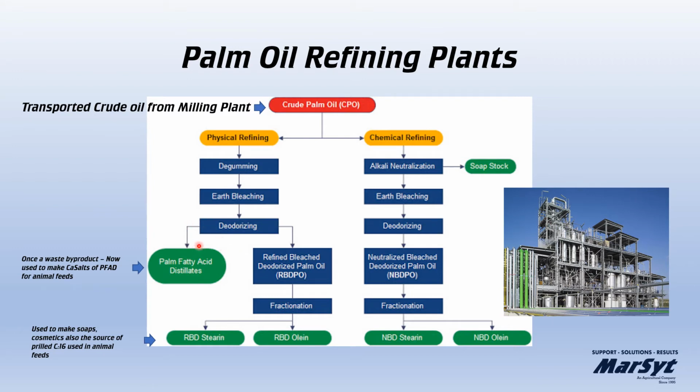And why are they important? Because palm fatty acid distillates are where all our calcium salts or calcium soaps of PFADs come from. A product like Energy Balancer 1000 is a calcium salt of palm fatty acid distillates. On this side, the RBD stearine, which is your refined bleached deodorized stearine, is where we get the products to make our high C16 products like NaviFat 80.